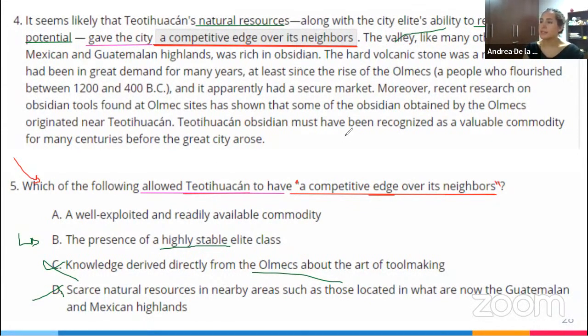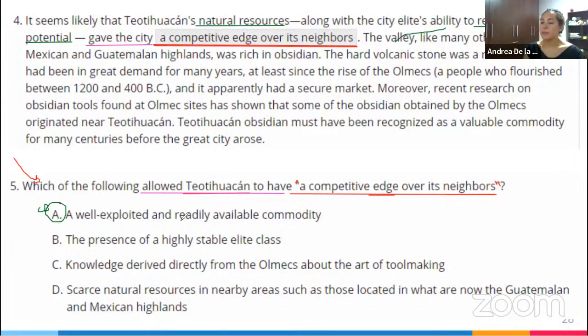And another thing, was it really the presence of the elite that gave them the edge? It wasn't the presence of the elite, right? It was the elite's ability to recognize the potential of the resources. So it's not B either. By elimination, we can come to the conclusion that it's A, but you don't necessarily have to do that. Of course not. You can go in order, starting from option A, and that way you would be able to answer the question just like that.